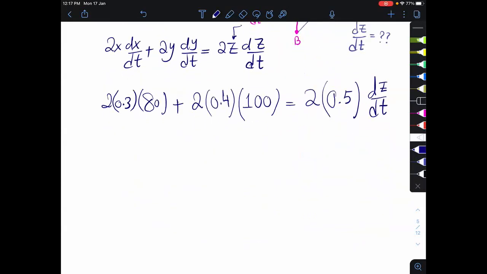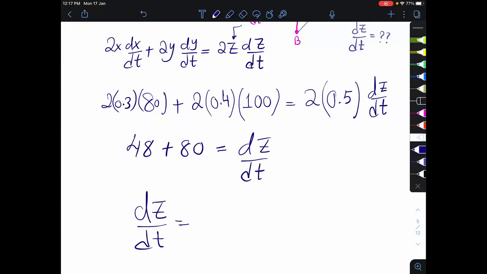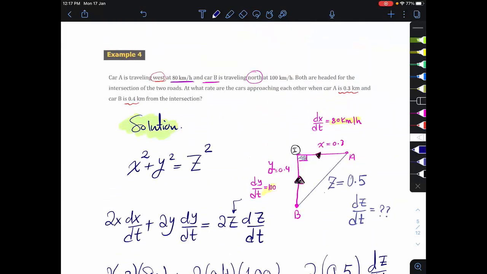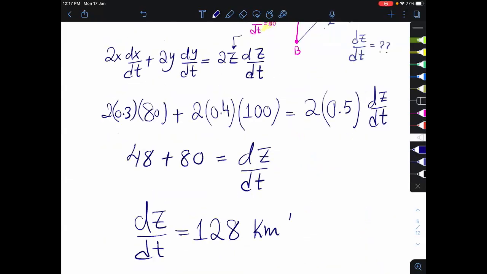Evaluate 2 times 0.3 times 80. 48 plus 80 equals 1 dz over dt. So finally, dz over dt is 128. Check the unit, yes, it's kilometer per hour.